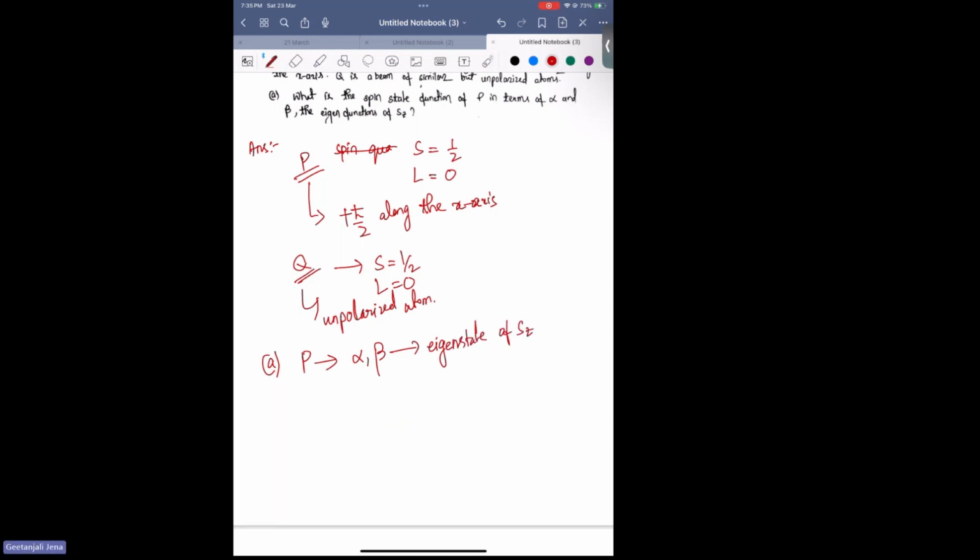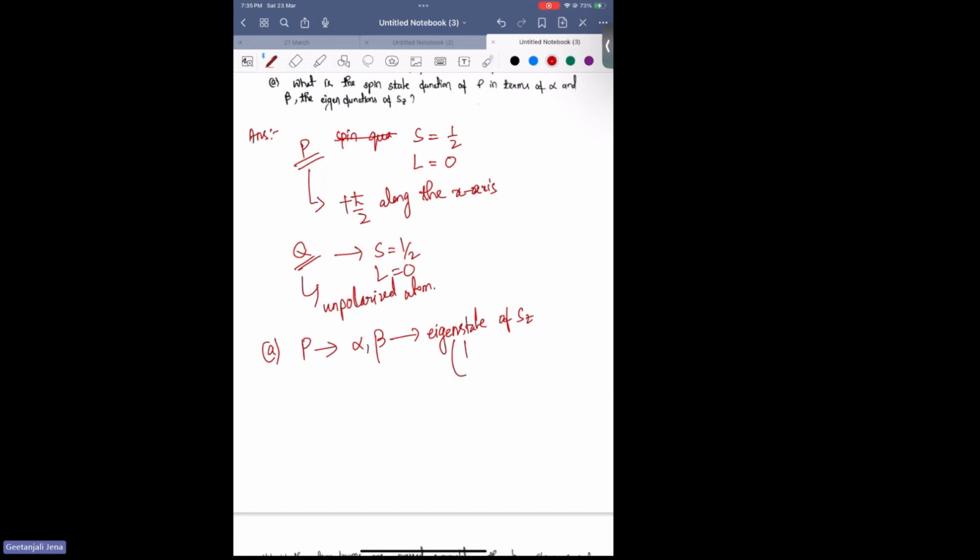Eigenstates of Sz are nothing but (1, 0) and (0, 1), right? So let us represent (1, 0) as alpha and the other one as beta. And it was given that the atoms present in the beam P are oriented along the x direction and have eigenvalue plus h cut by 2.